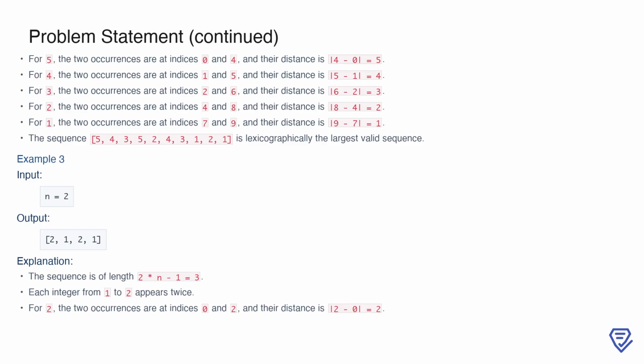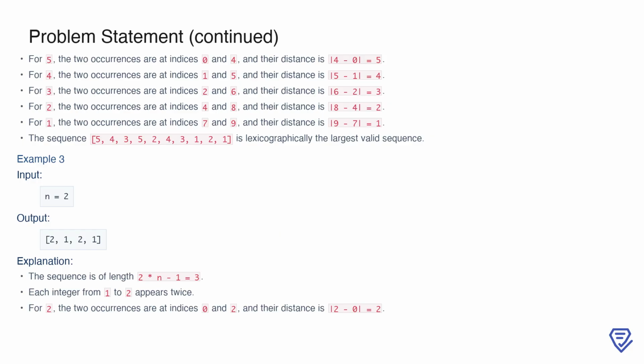Now consider the second example, where n is 5. The sequence has a length of 2 * 5 - 1 = 9, and the given output is 5, 4, 3, 5, 2, 4, 3, 1, 2, 1. Let's verify that this sequence satisfies the conditions.